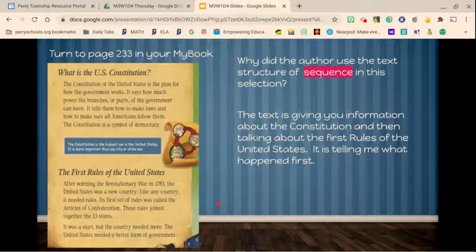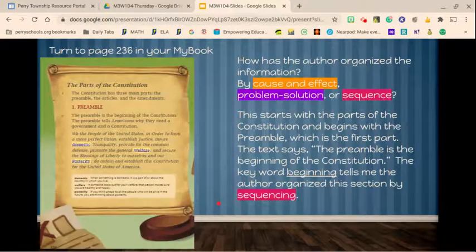but the country needed more. And the United States needed a better form of government. So I'm guessing that they will tell me what happened in the next step.